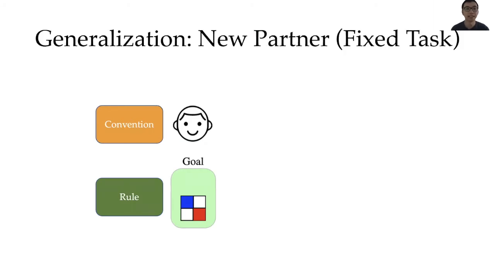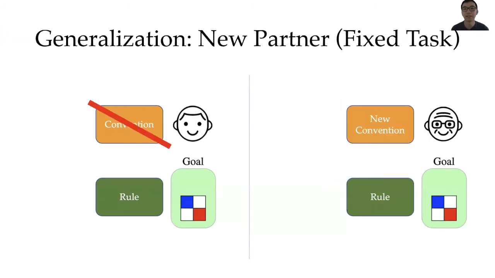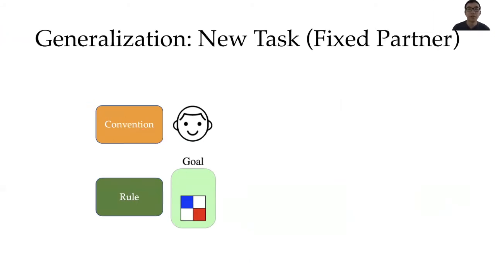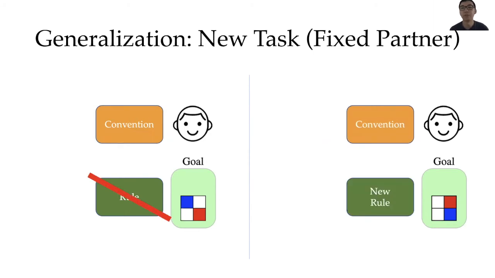So there are two axes of generalization at play. First, when we have a new partner and a fixed task. For example, we might want to play with grandpa now on the same task. So since the task hasn't changed, we'll reuse the same rule representation, but now we'll learn a new convention representation. Or we might want to play a new task with the same partner. So here, since the partner is the same, we'll reuse the same convention representation, but we'll try to learn a new rule representation since the task has slightly shifted.